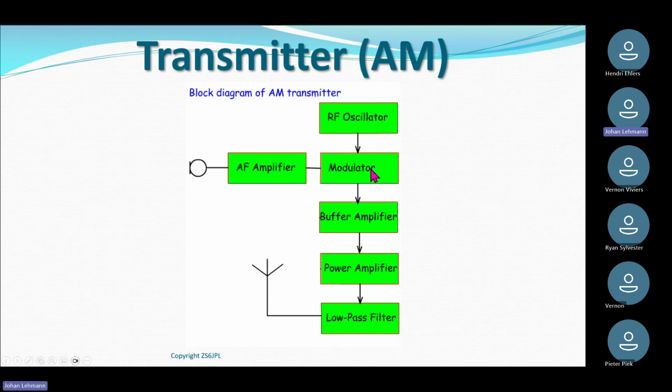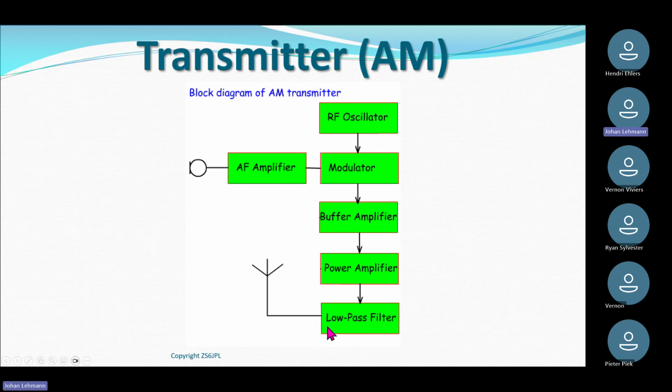The reason for the modulator, if you go back to our mixer lecture, is that the output of a mixer gives me the sum of two frequencies and the difference of two frequencies. This is where my two sidebands and my carrier come from, the modulator.